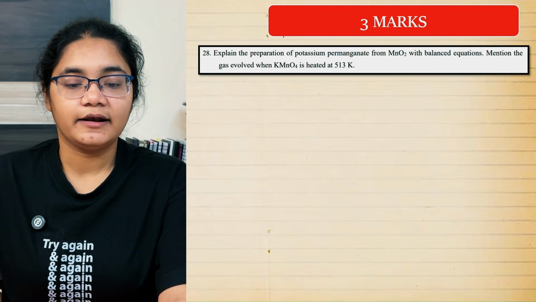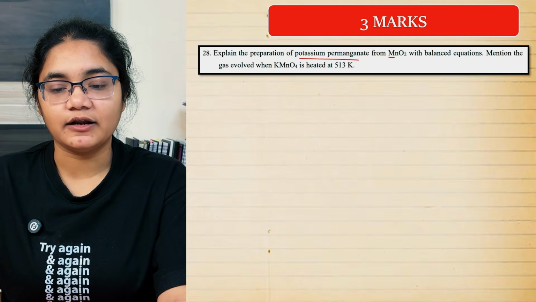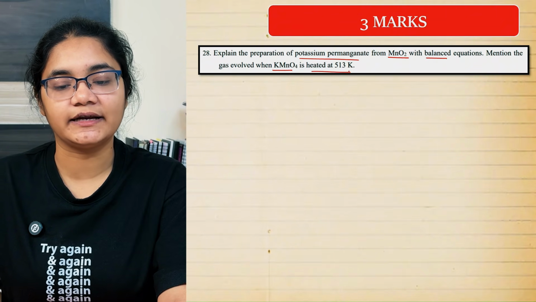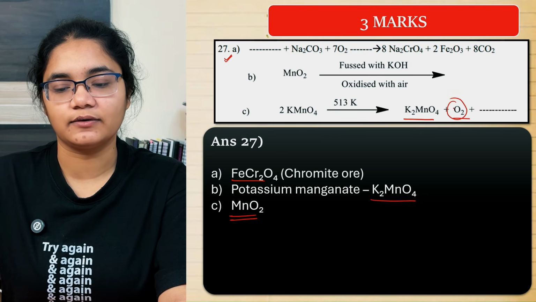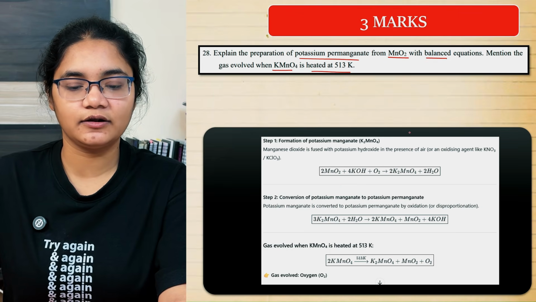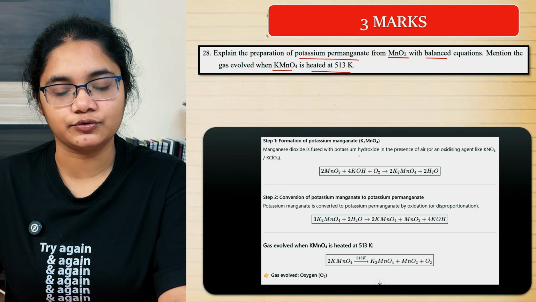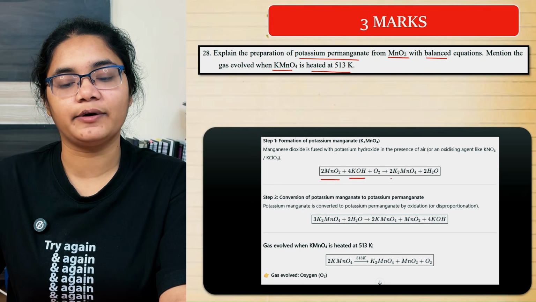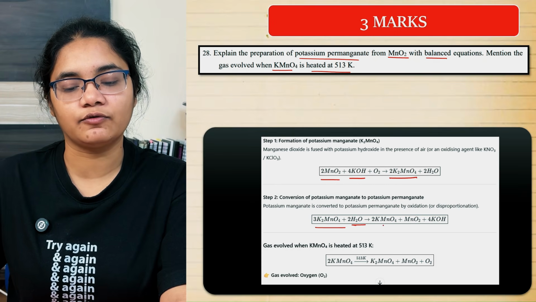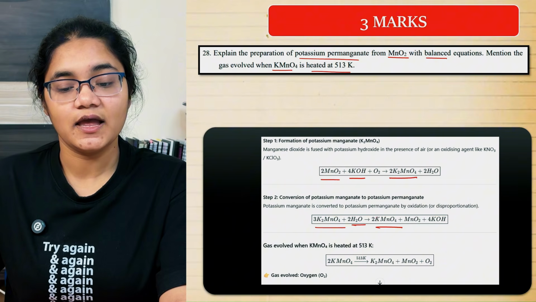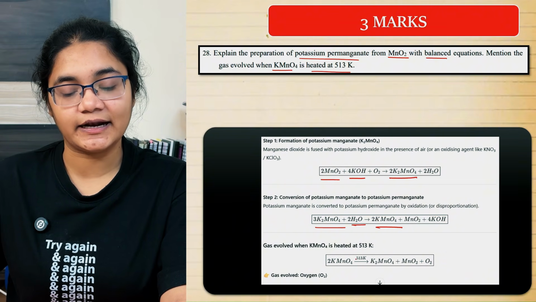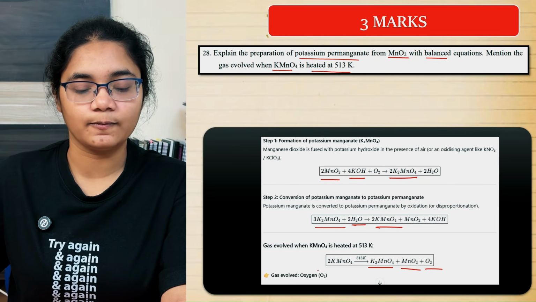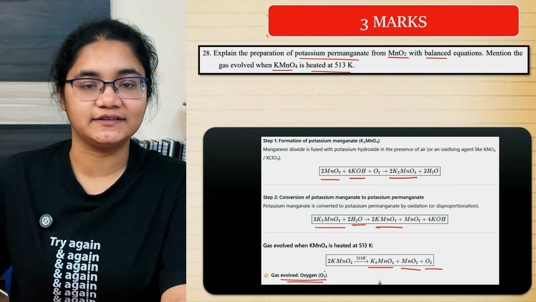Okay. Next, explain the preparation of potassium permanganate from MnO2 with balanced equation. Mention the gas evolved when KMnO4 is heated at 513 Kelvin. The gas evolved, this one. Okay, it is oxygen. So the reaction you have already written again, right? You have already written this one 2 times. So first of all, when MnO2 is heated with KOH, you get K2MnO4. Then K2MnO4 with water gives you KMnO4. Next, what happens when KMnO4 is heated at 513 Kelvin, you get K2MnO4 plus MnO2 plus O2. So the gas that is released here is oxygen gas.